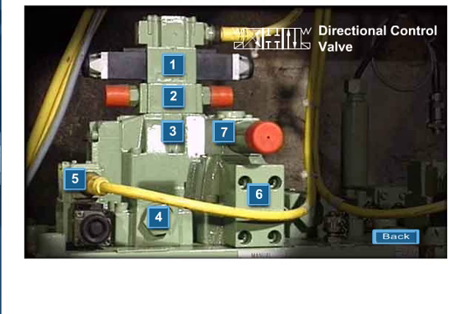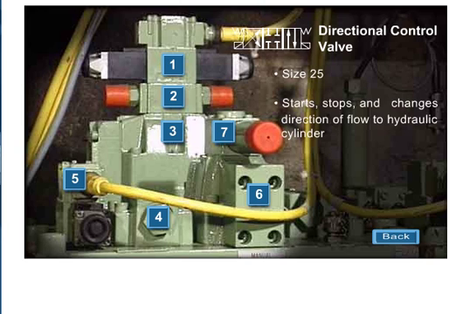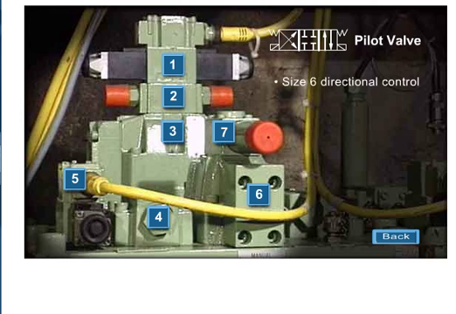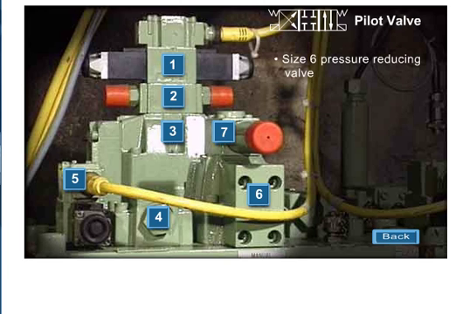Directional control valve, size 25. Starts, stops, and changes direction of flow to hydraulic cylinder. Check valve, pilot operated. Locks cylinder in position. Pilot valve, size 6 directional control. Pilot opens check valve. Pilot valve, size 6 pressure reducing valve. Pilot control for size 16 pressure reducing valve.